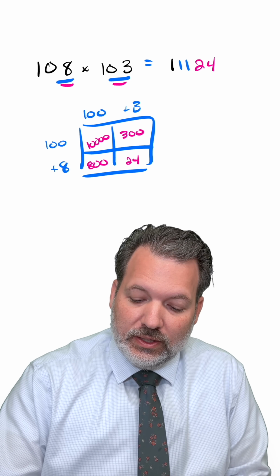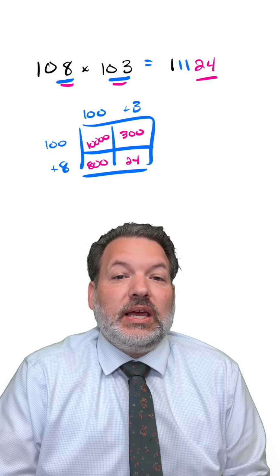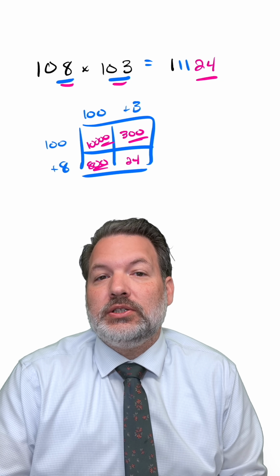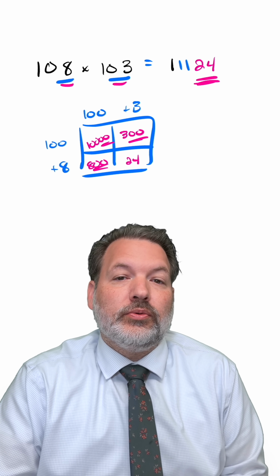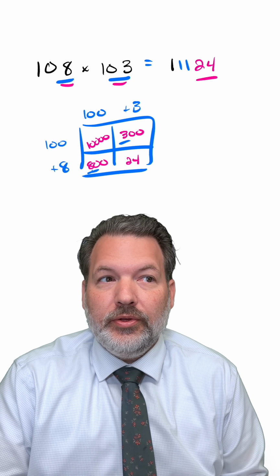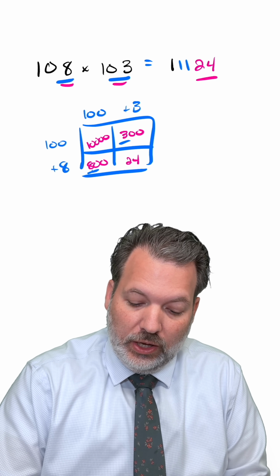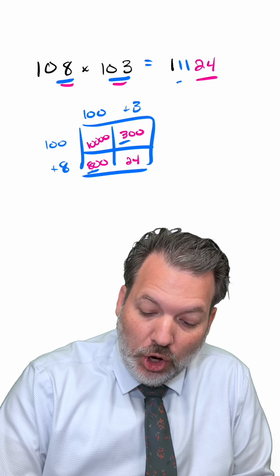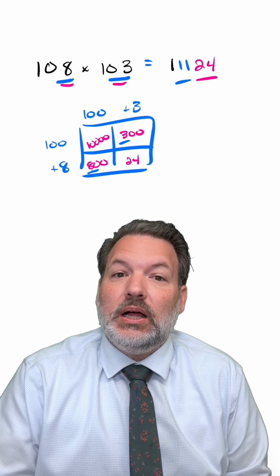You'll notice as we add these all up, the 24 just stays 24. There's nothing in the tens or ones place in any other number here to change it, and so it carries all the way through to the final product. Similarly, there are no hundreds to add together other than the 300 of the 100 times 3 and the 800 of the 100 times 8. And so the total number of hundreds ends up being 1100.